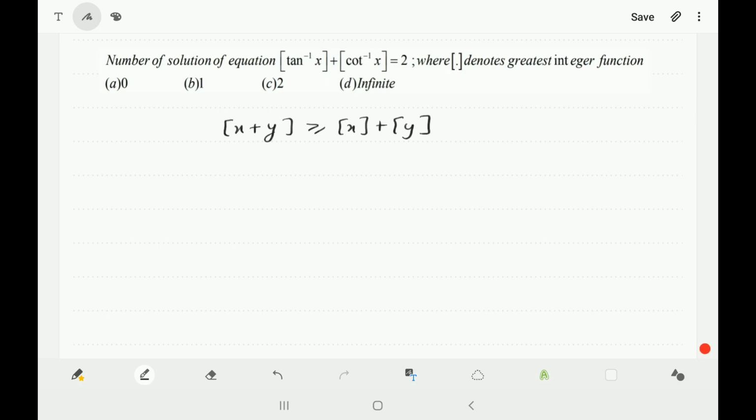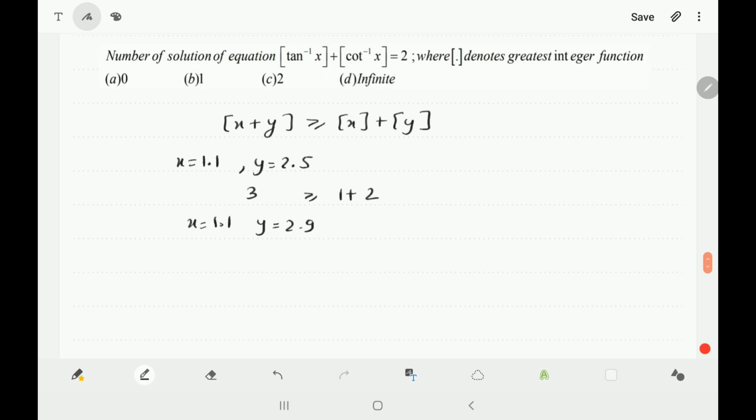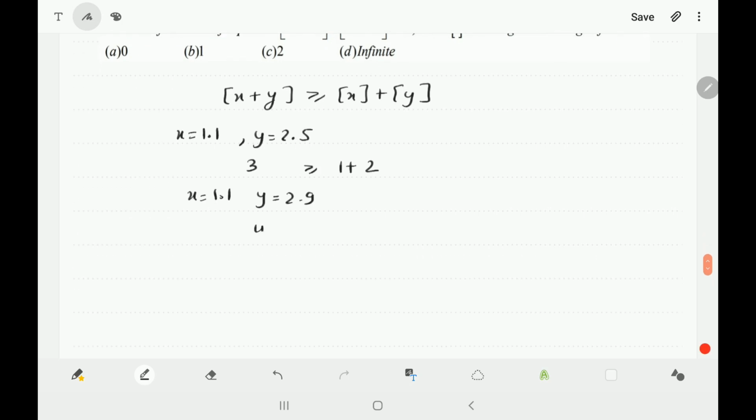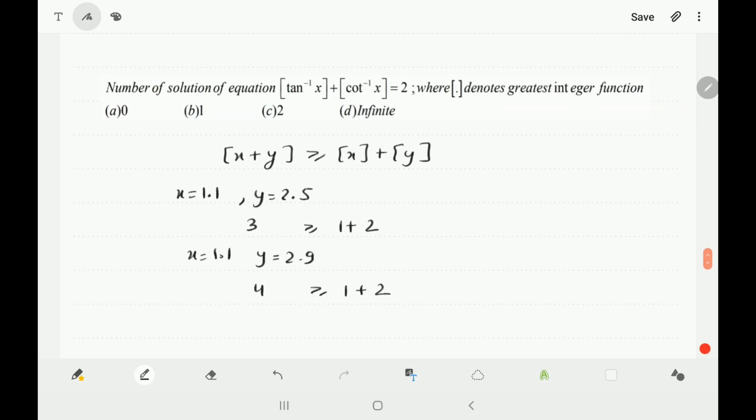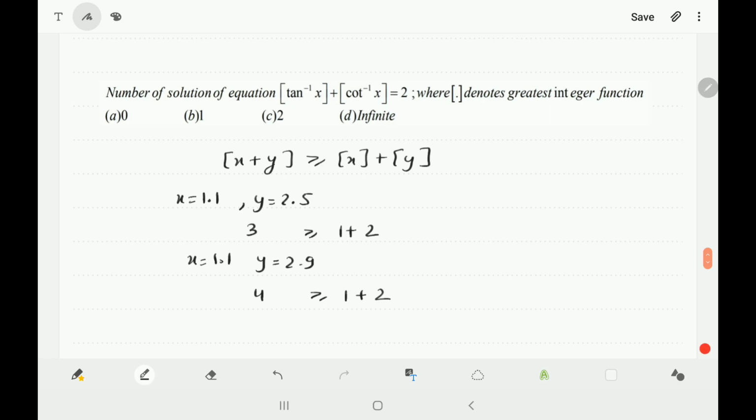Now you can cross-check it by putting in values of x and y. Let's take an example. Say x is 1.1 and y is 2.5. On the left hand side you will have the value 3.6, whose greatest integer is 3, and the right hand side will be 1 plus 2. Now if you take x as 1.1 and y as 2.9, the left hand side will have a value of 4 but the right hand side will still have the value 1 plus 2. So the greatest integer of x plus y is always greater than or equal to greatest integer x plus greatest integer y.